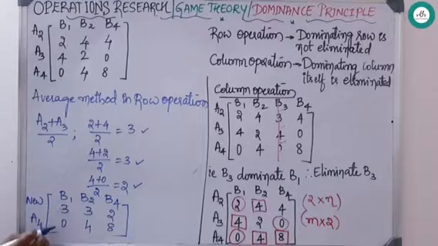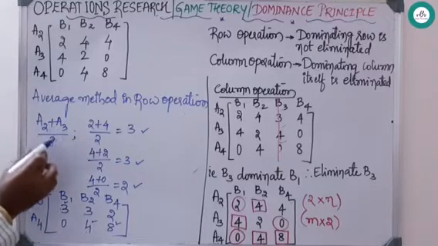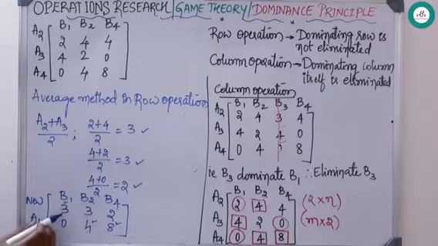Comparing these two, have a look. 3 and 0, 3 dominates. 3 and 4, 4 dominates. 2 and 8, 8 dominates. Though we have taken the probability of taking a ratio or an average, we have not obtained a suitable solution, because this particular row operation is not suitable.